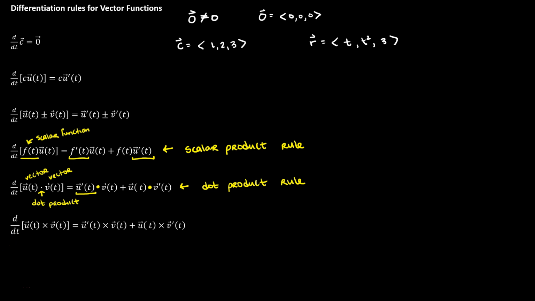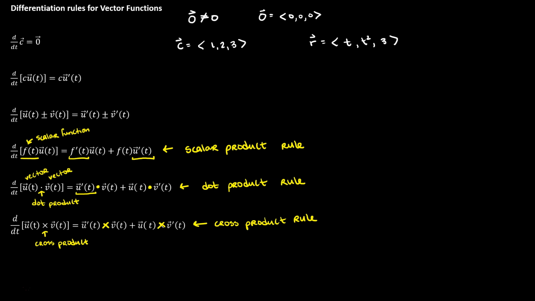Next, we have another vector times vector situation, but this time we are using a cross product. So maybe we'll call this one the cross product rule. Following the same pattern as the other product rules, the only difference is that we are multiplying our vectors, u prime and v, and u with v prime. We're multiplying them using the cross product. Not a dot product, not a scalar product. This situation requires the cross product.